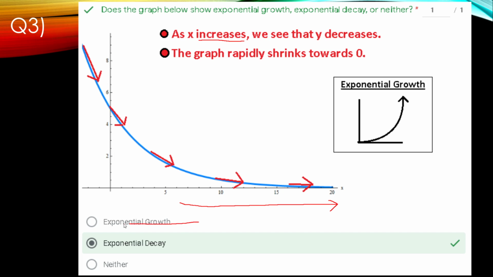This is obviously not growth, right? Because growth would be getting bigger. This is getting smaller, so this has to be decay. And it is exponential. We already talked about that, so it can't be neither. This has to be the answer.